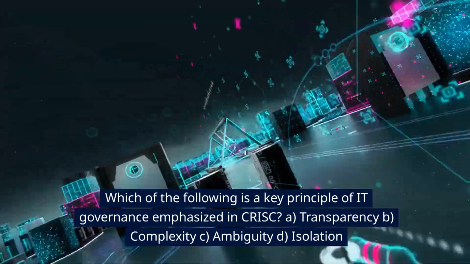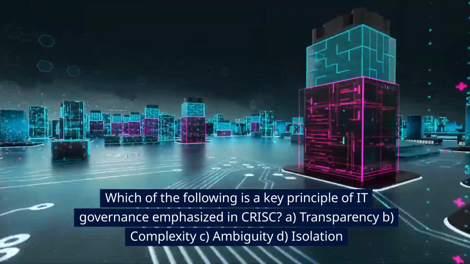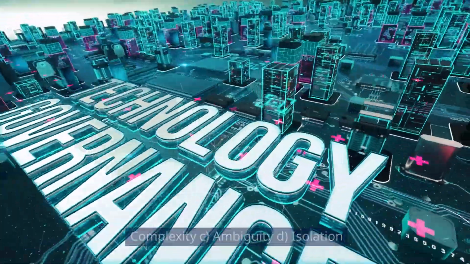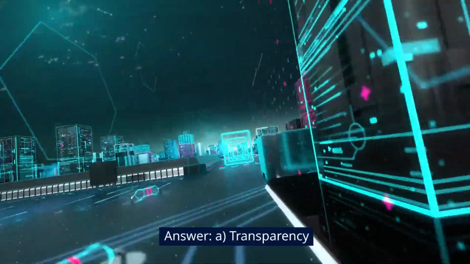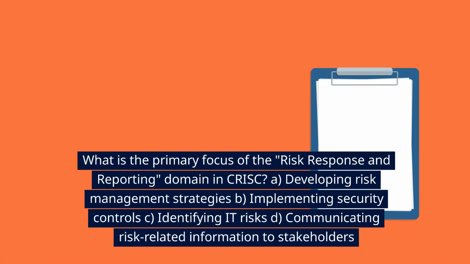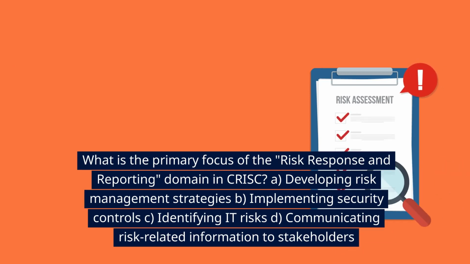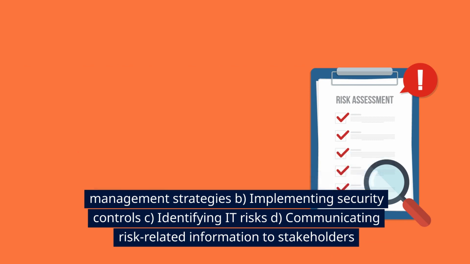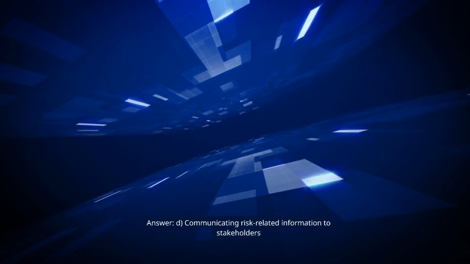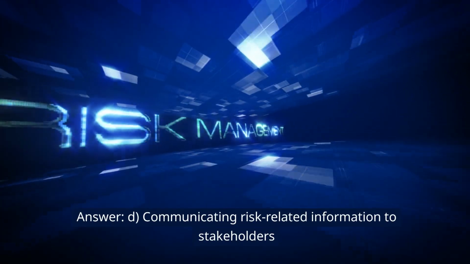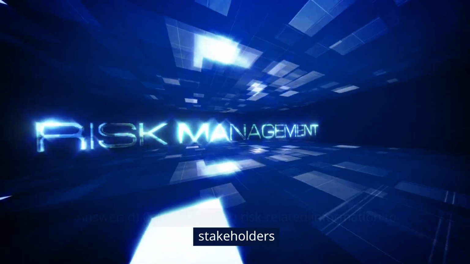A. Transparency. B. Complexity. C. Ambiguity. D. Isolation. Answer: A. Transparency. What is the primary focus of the risk response and reporting domain in CRISC? A. Developing risk management strategies. B. Implementing security controls. C. Identifying IT risks. D. Communicating risk-related information to stakeholders. Answer: D. Communicating risk-related information to stakeholders.